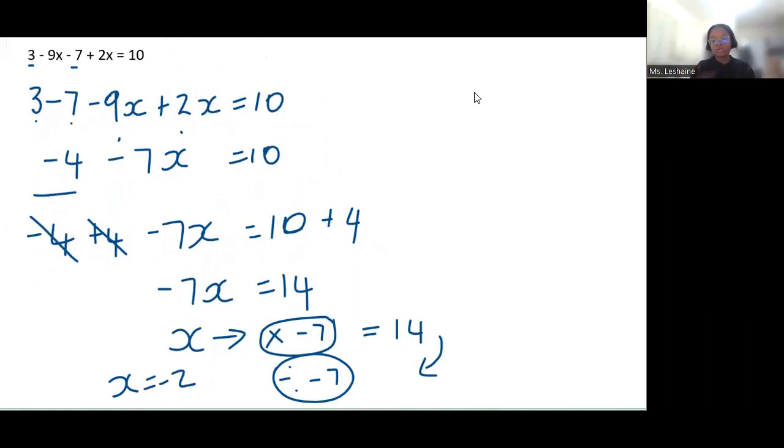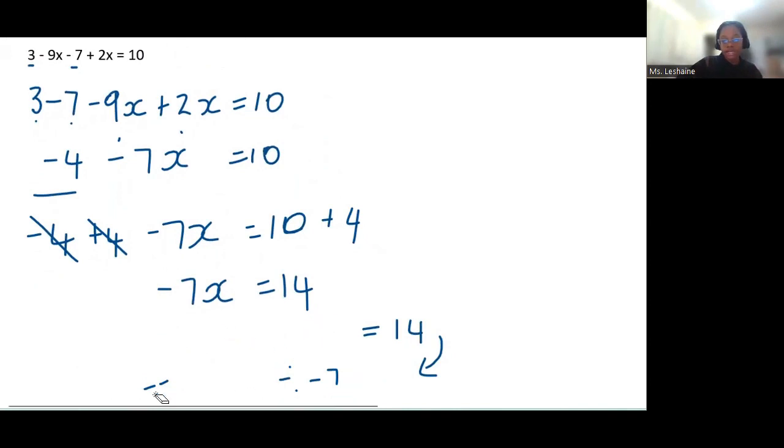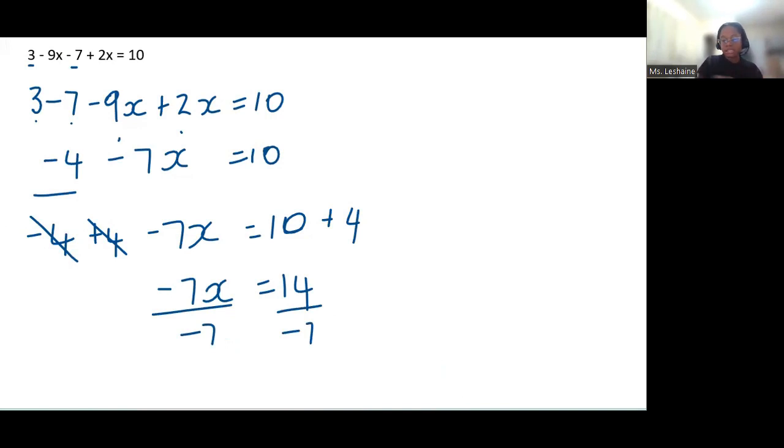Now, there are several ways that this problem can be solved because I could have also, from right here, I could have recognized that I am multiplying by a -7 and go ahead and say, okay, let me divide by a -7 on both sides. That is the balancing method. And then this would go ahead and be x is -2. You are free to do whatever method you know how to do and you are comfortable with.